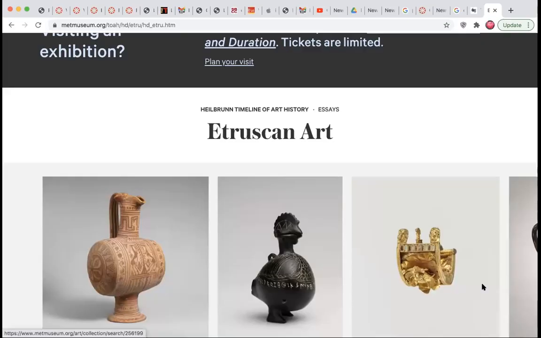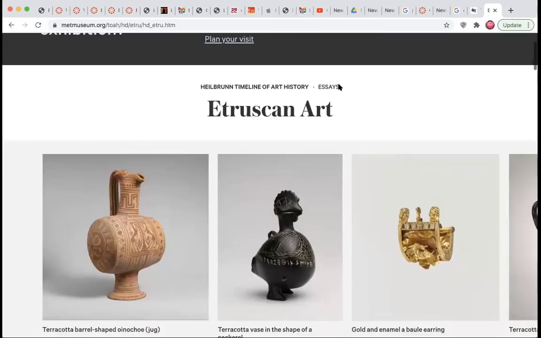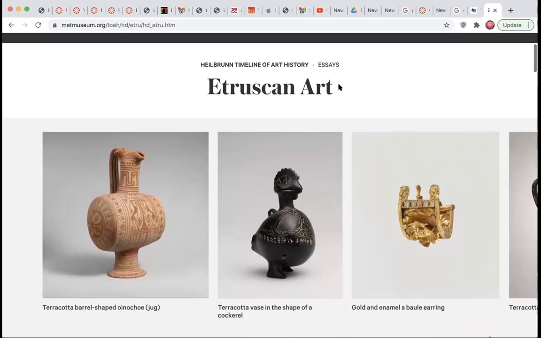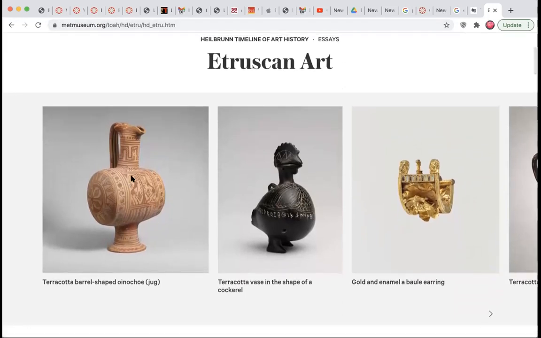And I hope, let me just make sure it's open. Yeah, okay. So the first thing, and this is why it's so amazing that we're in digital, because you can actually go to the Museum of Metropolitan Art in New York. So this is metropolitanmuseum.org. And you can look up Etruscan art.